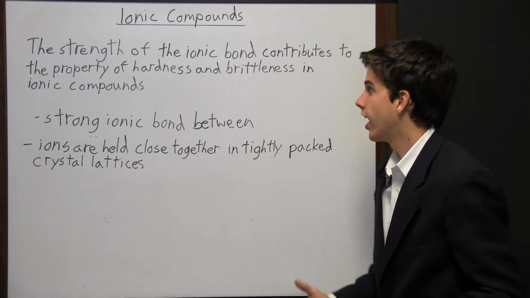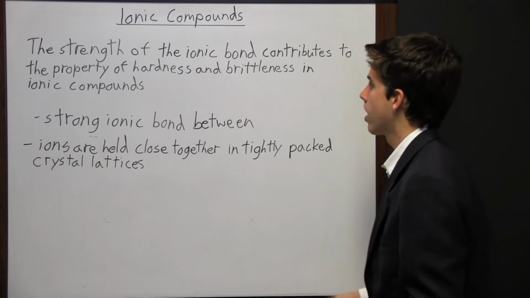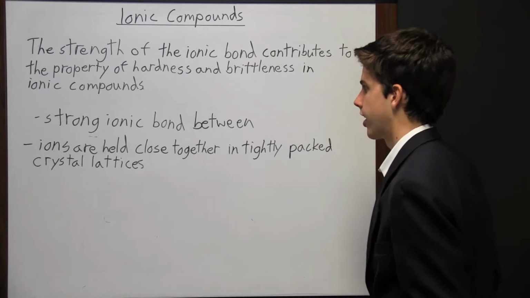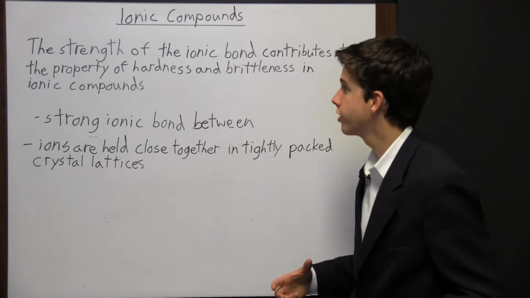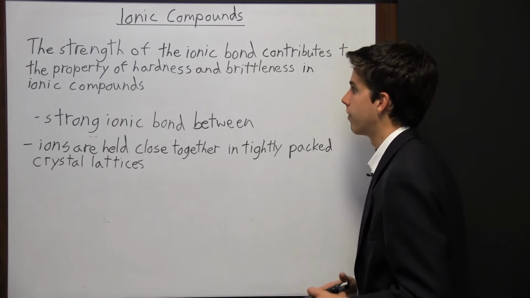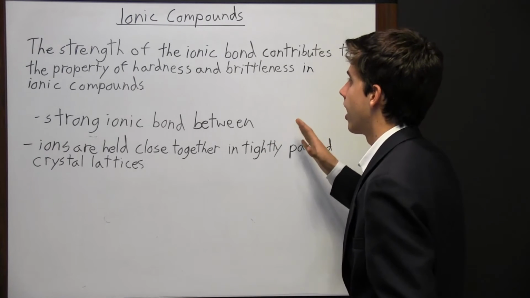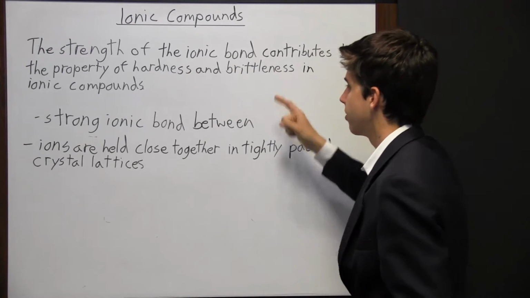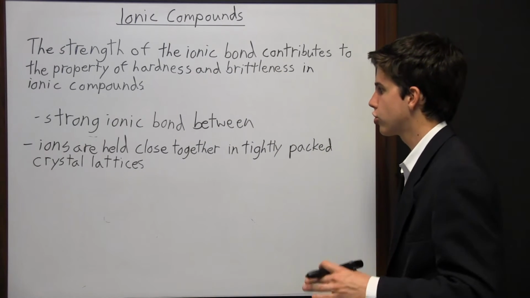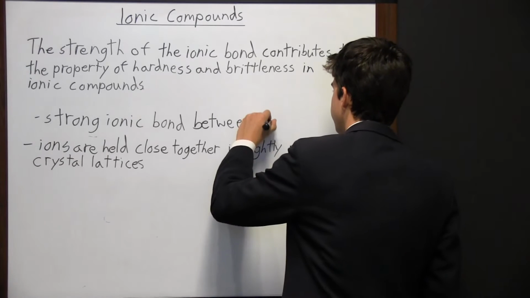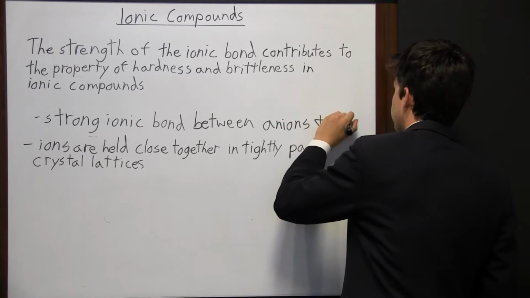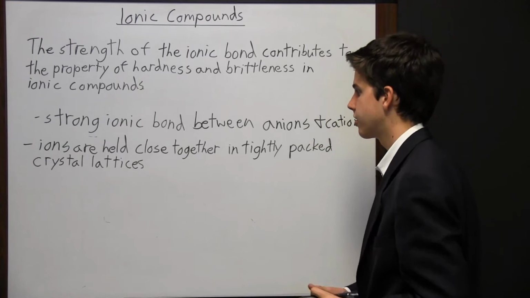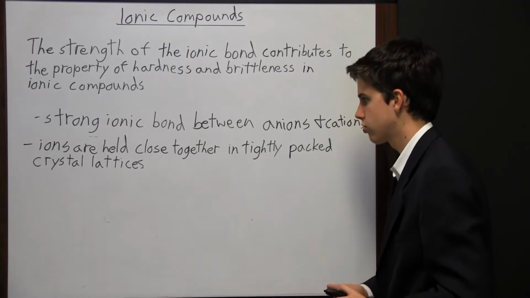The strength of the ionic bond contributes to the property of hardness and brittleness in ionic compounds. Now, you may be thinking, okay, how can something have the property of hardness and brittleness? Well, it can. In this case, ionic compounds are both hard, but they also can be very brittle. There's a strong ionic bond between anions and cations. And this strong ionic bond causes the ions to be close together in tightly packed crystal lattices.